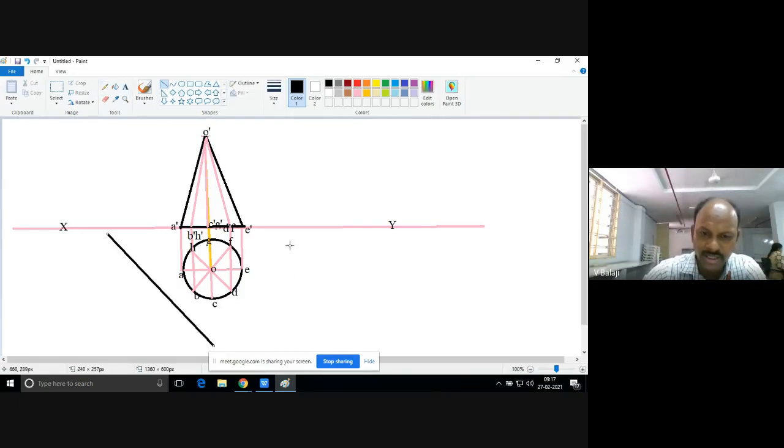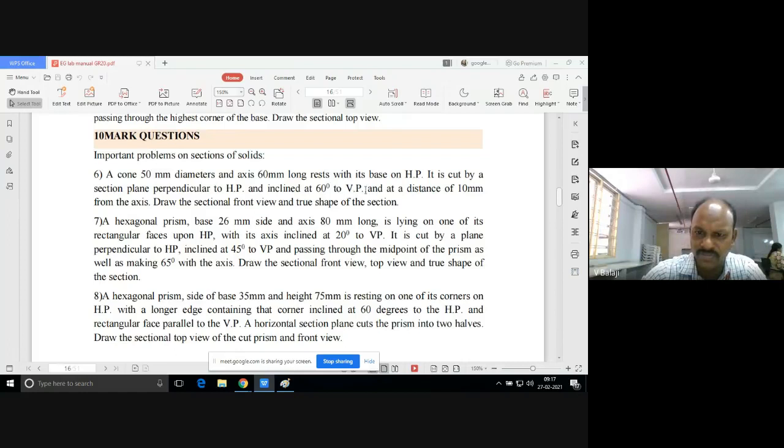Can I draw like this? I can draw like this, right? Anywhere I can draw 60 degrees, right? But there must be some other condition given in the problem. What is the other condition given in the problem? Can you read this problem?